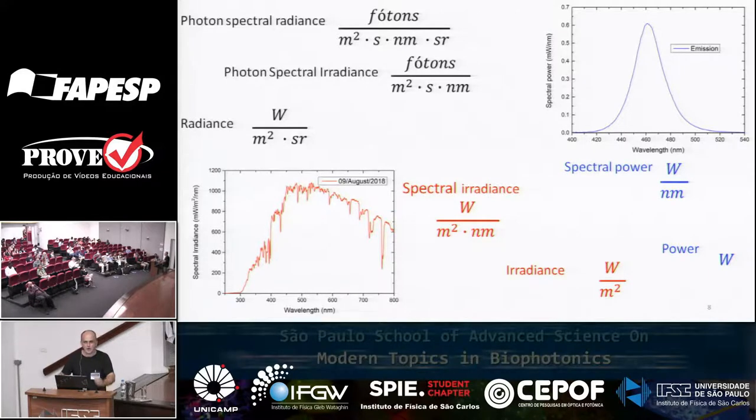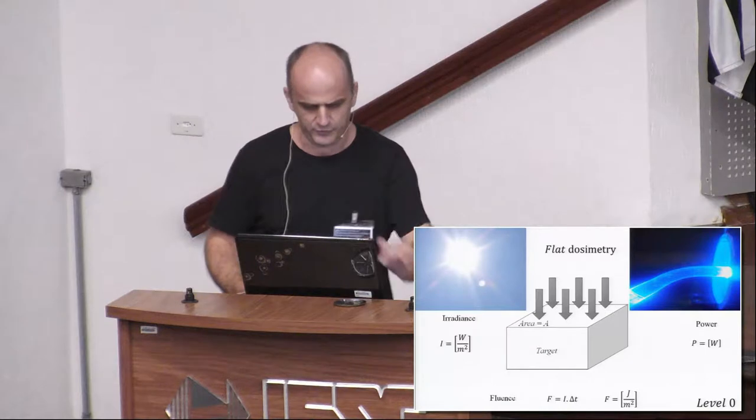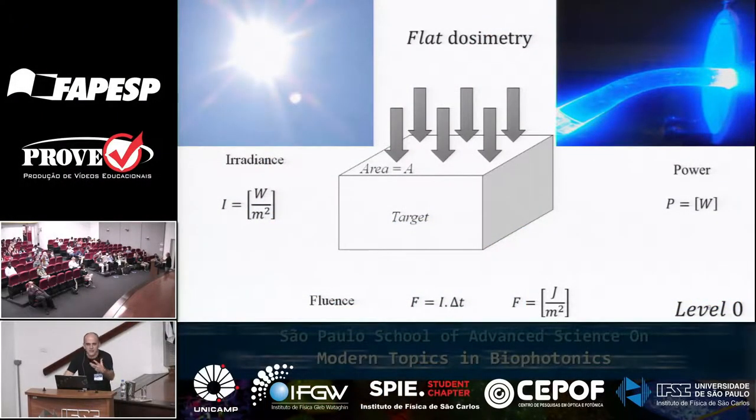That means how much power you are radiating over a spectral range without considering the irradiated area. If you integrate the spectral radiance, you access the radiance. If you integrate the spectral power, you access the power, of course. So I start the light dosimetry.